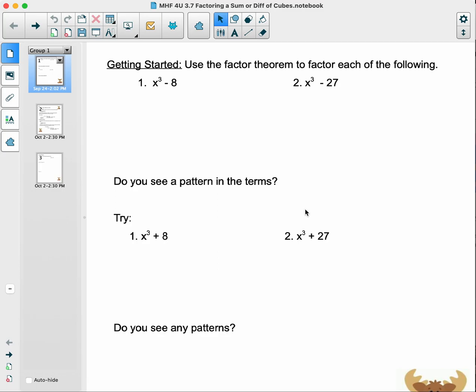Okay. So my advice would be pause this, go do the getting started activity using the factor theorem, come on back, and I will have filled in probably one of each example because they're going to be the same. Okay. So you go do you and then come on back.